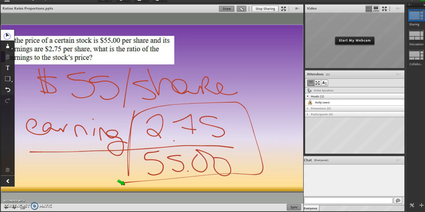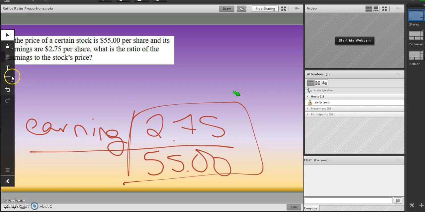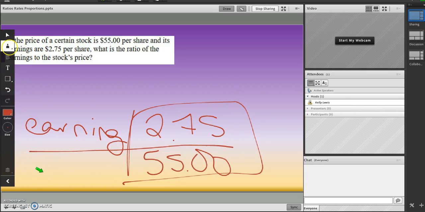I'm going to move stuff out of the way so we have more room to simplify. 275 can be divided by 5, and 55 can be divided by 5. Sorry guys. So when we divide everything by 5, we get 0.55 over 11.